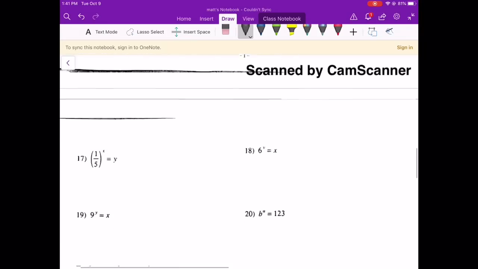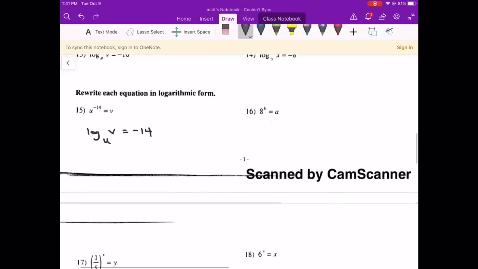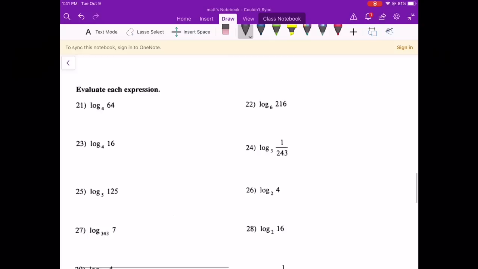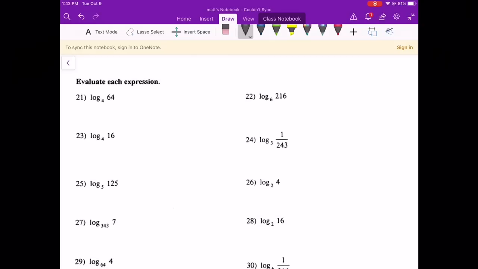All right, doing some more with just the rewriting. Now it gets me into evaluating. Remember, evaluate literally means, notice there's no variables here, it literally means give me a number, a numerical answer. So I want to find out what log base 4 of 64 is equal to. Not exactly something that a lot of calculators can do. Keep in mind that this means 4 to some power equals 64.